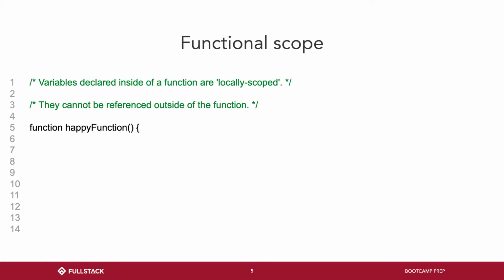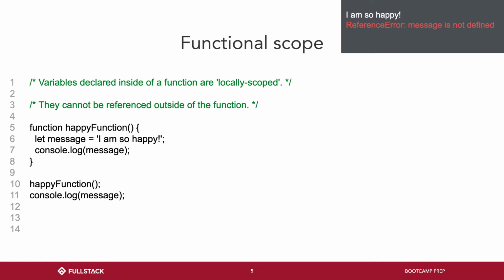So functional scope. Variables declared inside of a function are locally scoped. They cannot be referenced outside of the function. So if I have this function, happy function, and it says let message inside of that happy function, I am so happy. Console.log message, we get I am so happy when we run happy function.